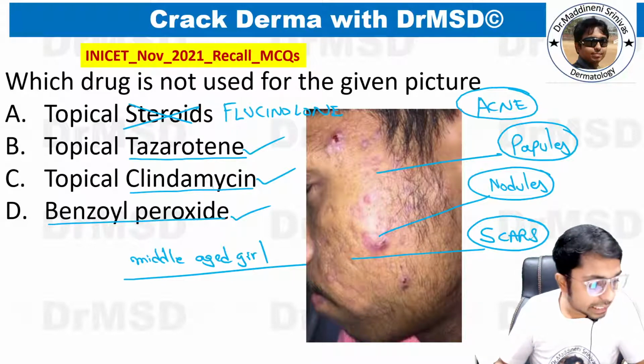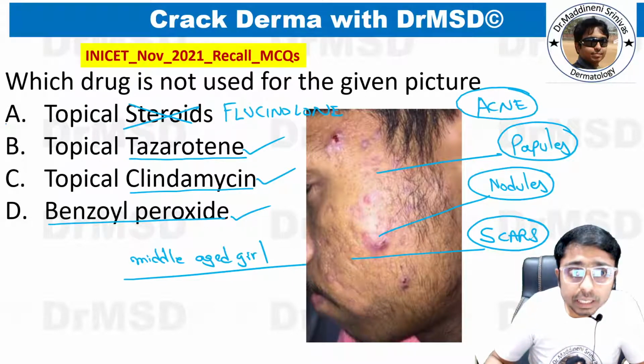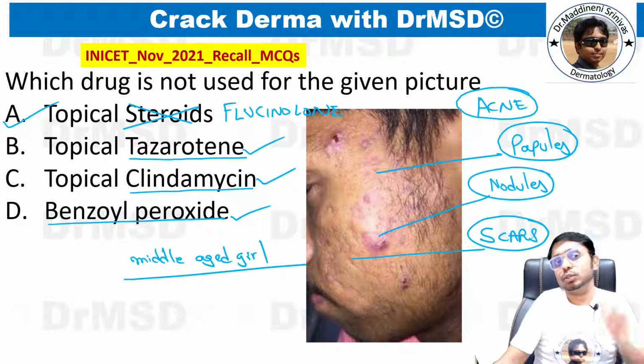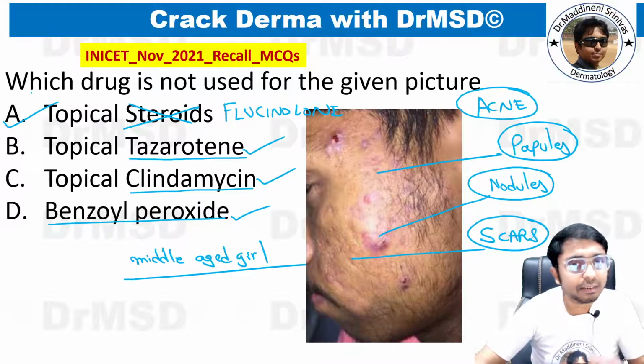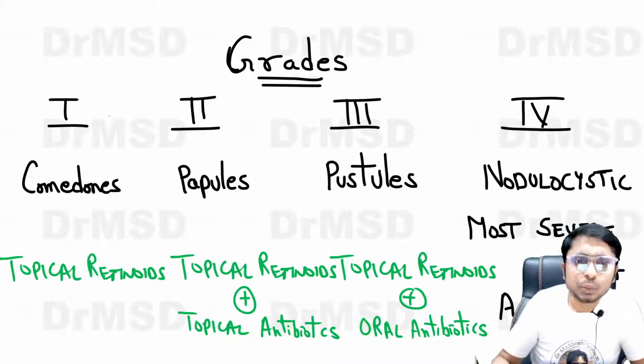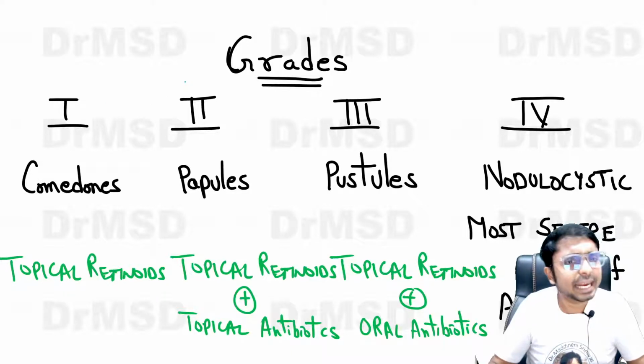All the options B, C, D can be used, but topical steroids do not have any role. So option A is the one which is not used in the acne. So briefly about the acne and its treatment.